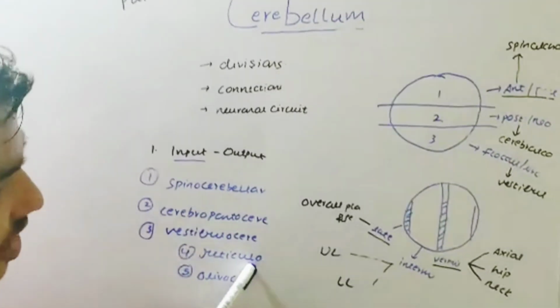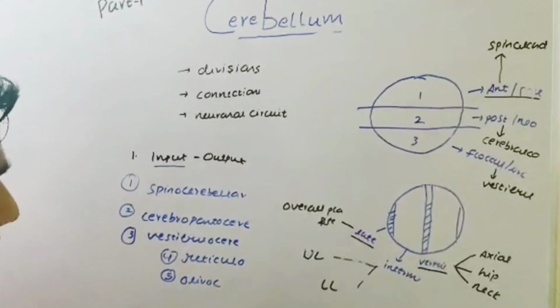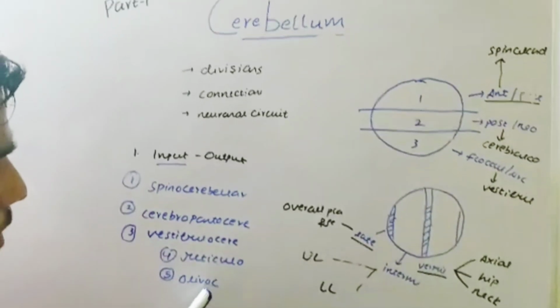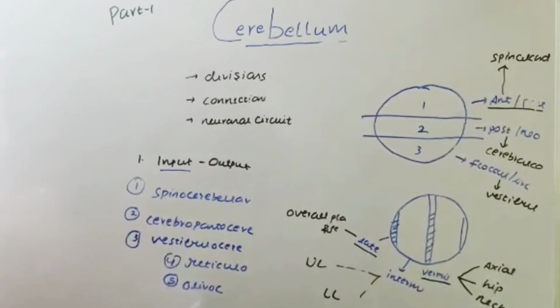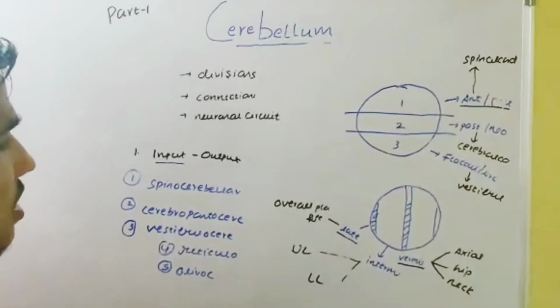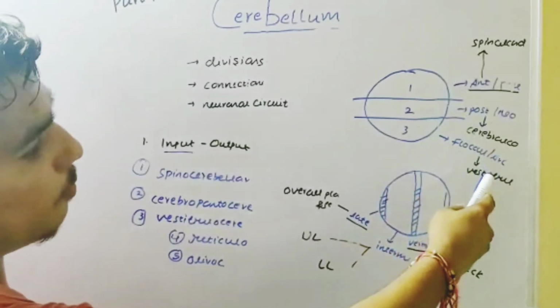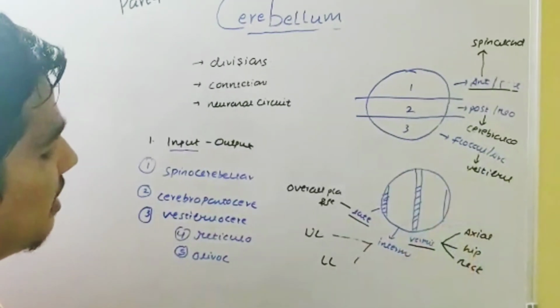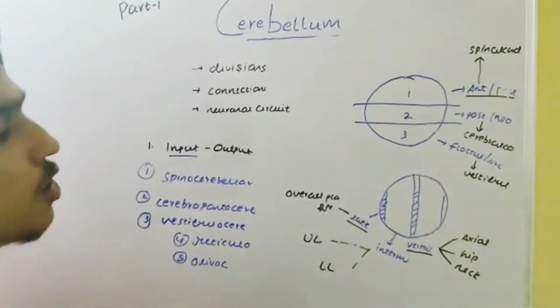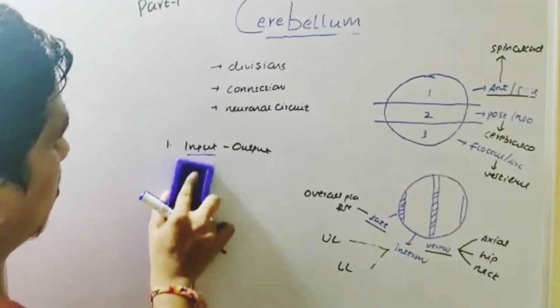It is named the reticulocerebellar tract because the afferents are coming from the reticular formation, while the olivocerebellar tract is named because the afferents are coming from the inferior olive, which is present in the medulla. So friends, these are the inputs. The inputs include the spinocerebellar tract, the cerebropontocerebellar tract, vestibulocerebellar tract, reticulocerebellar tract and olivocerebellar tract. Now we are going to see the outputs.